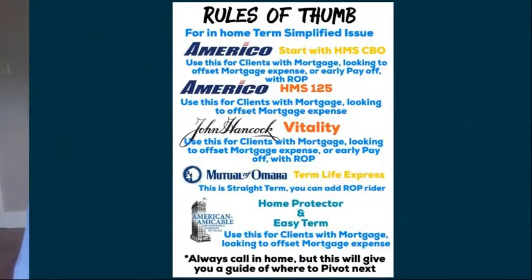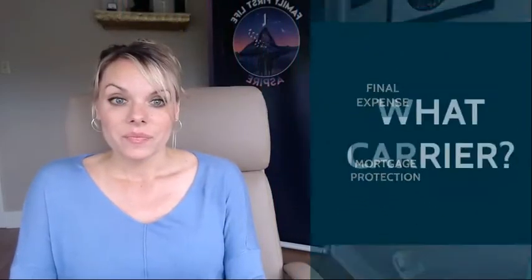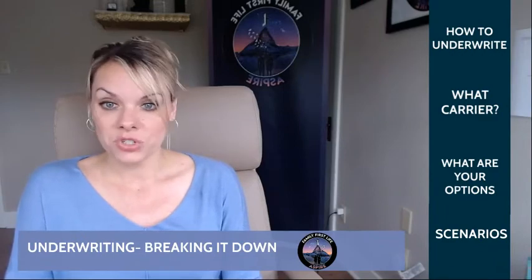Mortgage protection, very similar. I'm going to run with Americo. You start with the HMS, return of premium. HMS 125 is without. You've got John Hancock Vitality. This is for straight term coverage. Mutual of Omaha Term Life Express and American Amicable, they're Easy Home Protector and Easy Term. Again, these are a reference of areas that you'll want to go. These are term simplified issue products. But again, always calling in the home is going to help guide you so that way you know where to pivot.